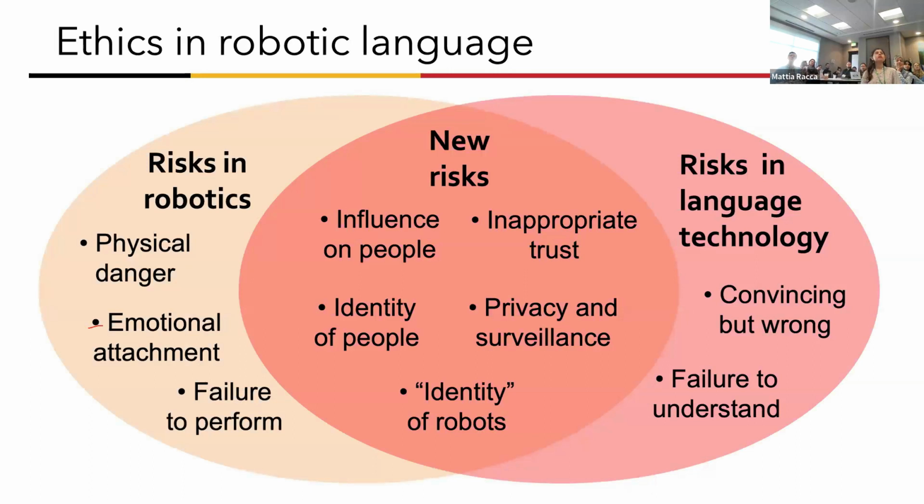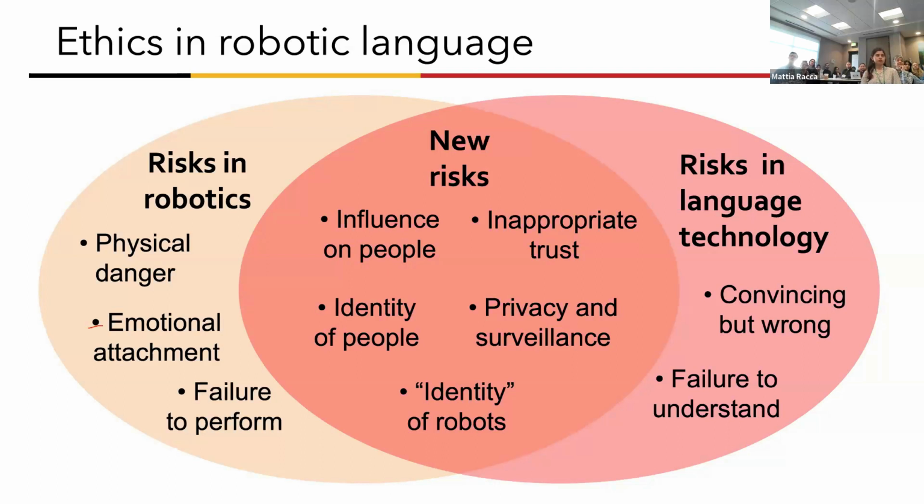Robots that talk have a different kind of relationship with people. There are risks in robotics. Robots can physically hurt people. Robots can disobey. Robots can induce emotional attachments that you don't have with non-embodied agents. And there are risks in language technology. Language has a tendency to be very convincing for people, even if it's wrong. And language technology can fail. A robot can just fail to understand what you're saying.